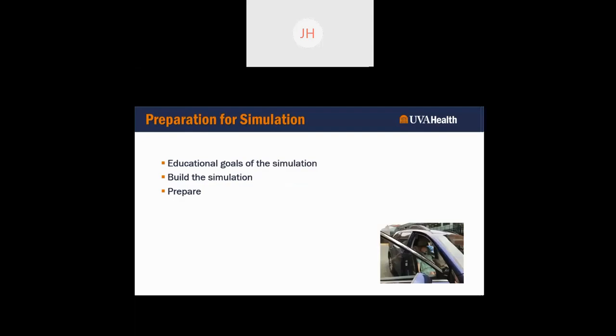Preparation for simulation. We're going to start walking through the steps of how we're going to do this. Before we run a simulation, we're going to prepare for it. The biggest thing with this is, what are the educational goals? Why are we doing this?